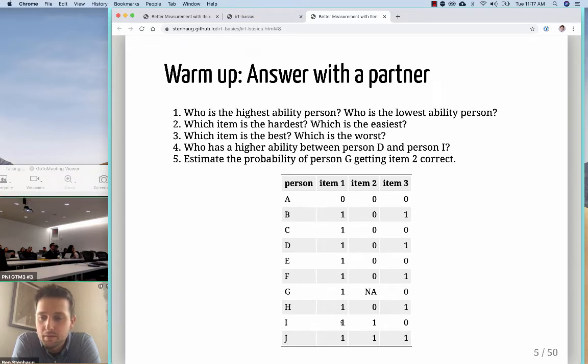You said you end up at like 30 something percent. I got 1 out of 3. I got 33%. You can think of that as like the nearest neighbors. Yeah, it's the nearest neighbors of item response theory, I guess, which is kind of cool.